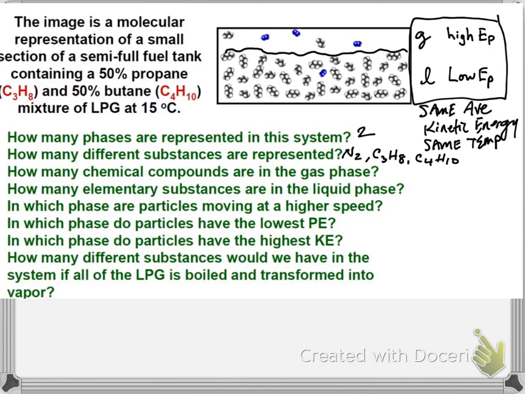Three different substances. How many chemical compounds are in the gas phase? Well, we only see one. Keep in mind that a compound has at least two elements that are different. We see two blue spheres, so the same element, so that's not a compound, but C3H8 is a compound because it's made up of carbon and hydrogen atoms.